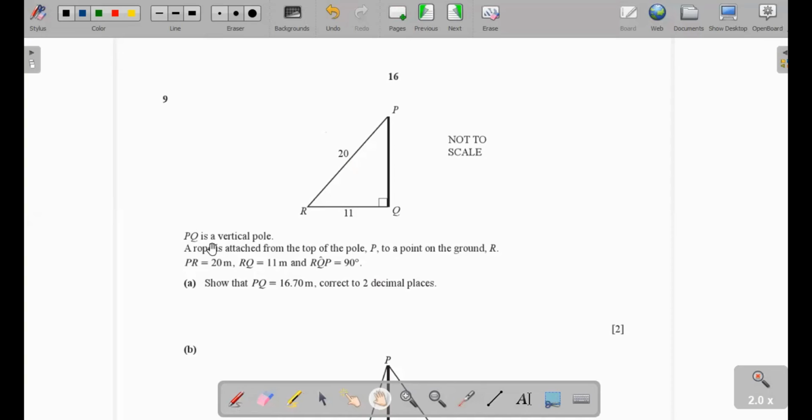Now, in question 9, PQ is a vertical pole. A rope is attached from the top of pole P to a point on the ground R. PR equals 20 meters, RQ is 11, and angle RQP is 90 degrees. Show that PQ is 16.70. We have to prove that PQ is equal to 16.70.